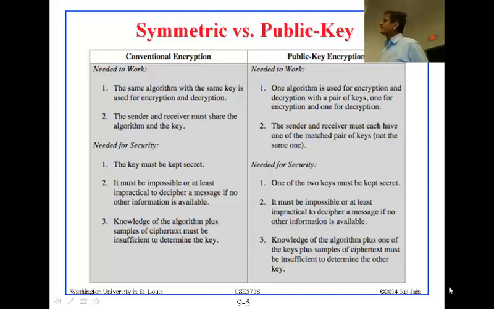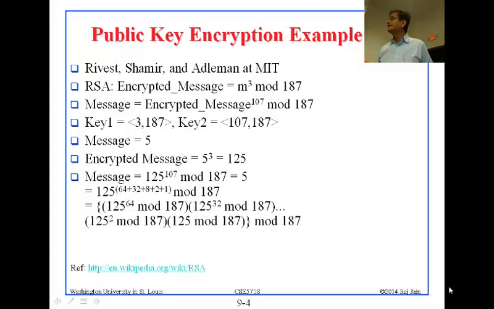The sender and the receiver must share the algorithm and the key, right? Here the sender and the receiver must share only one of the keys and not the other. Then the key must be kept secret. Here one of the two keys must be kept secret. And then it must be impossible for somebody to get the other key. See, that's the thing. If somebody knows that your public key is 3, 187, they should not be able to calculate your decryption key. And that's what the whole world's secrecy right now depends upon.